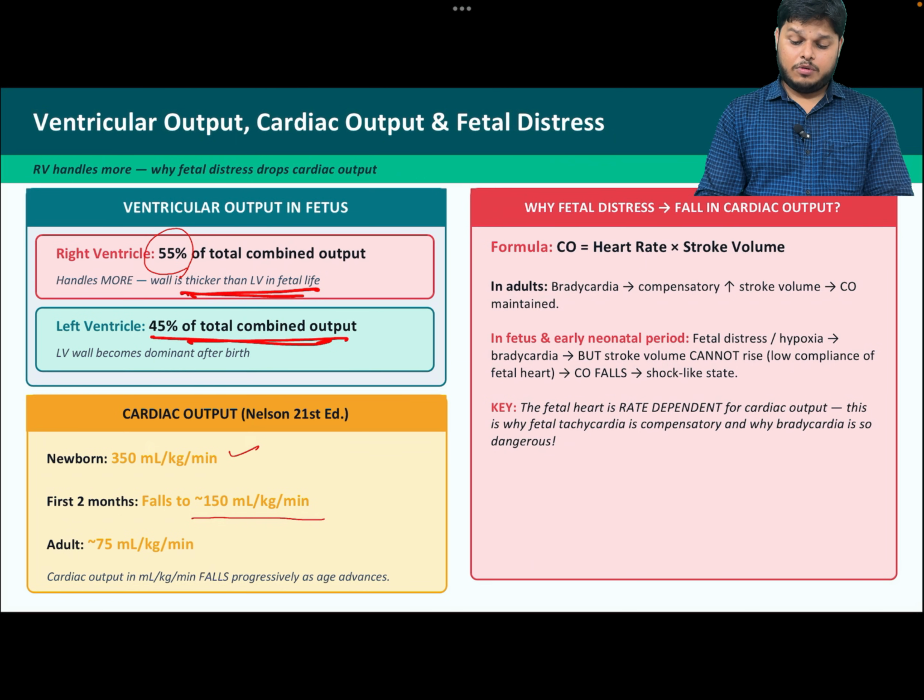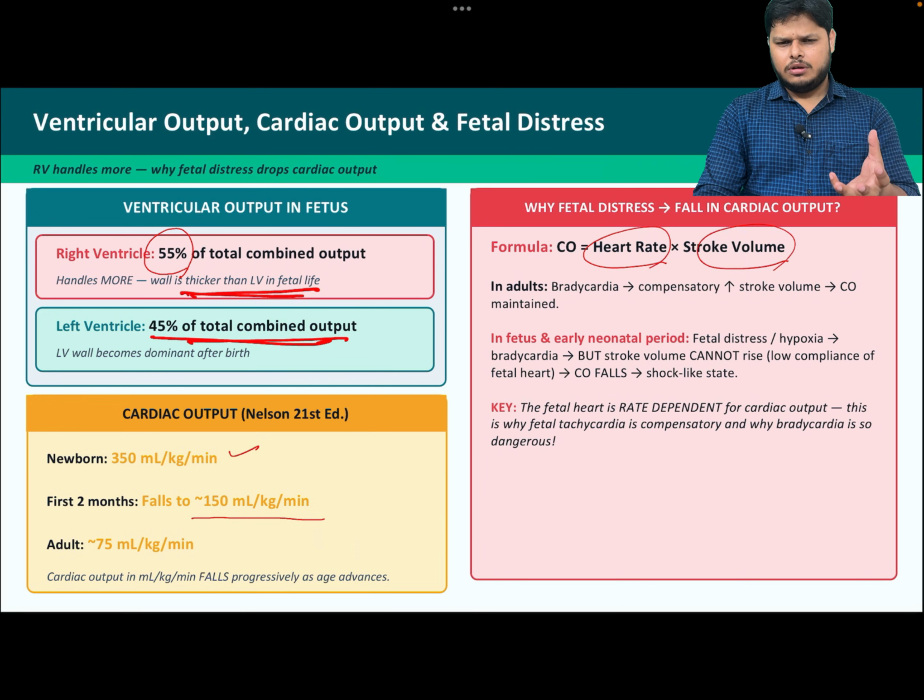Okay, cardiac output is equal to heart rate into stroke volume. We know it, these are easy. So now comes the thing, heart rate into stroke volume. The fetal or the neonatal cardiac output is rate dependent, because the heart is less expansile, the heart cannot pump beyond its capacity. So the rate is higher in neonates, the rate is lesser in adults.